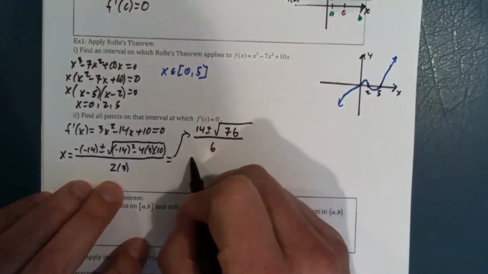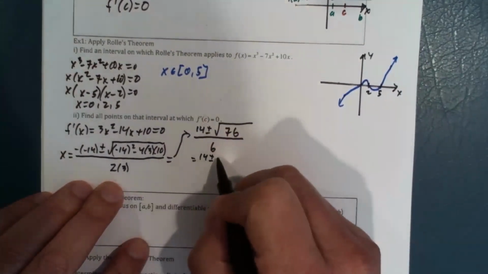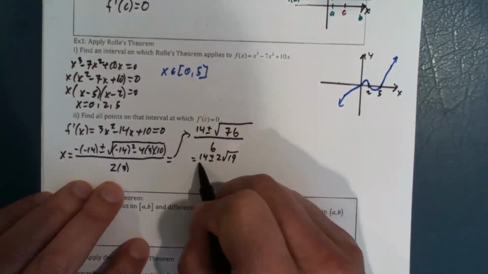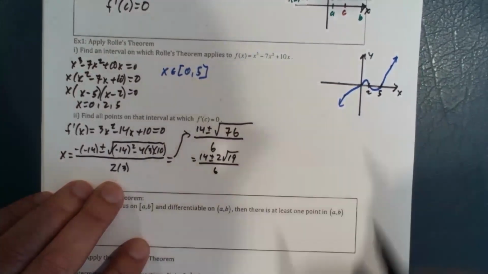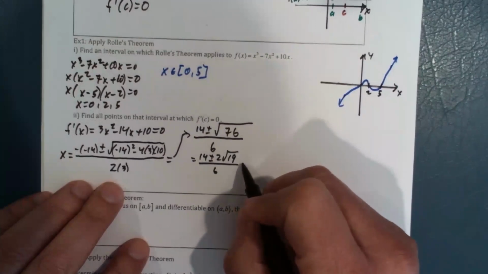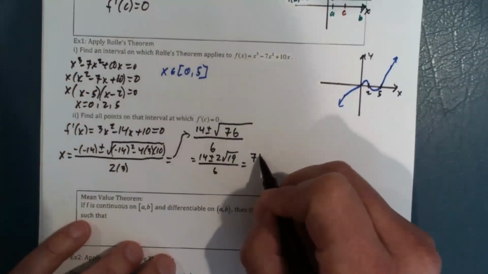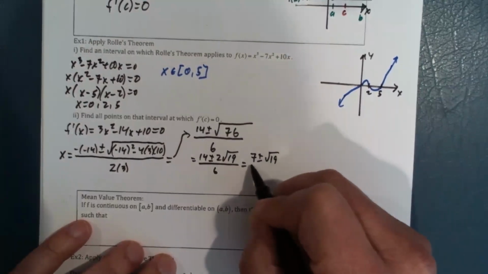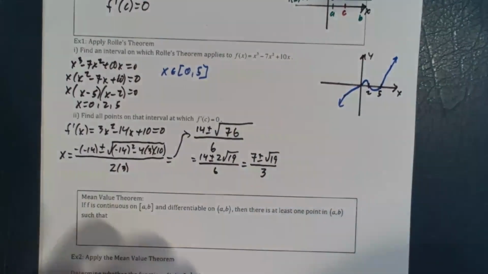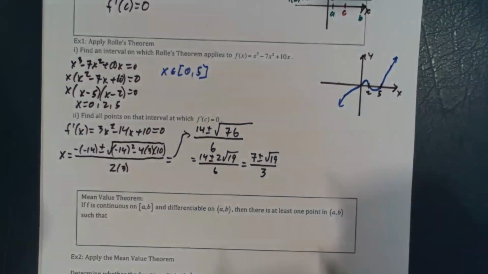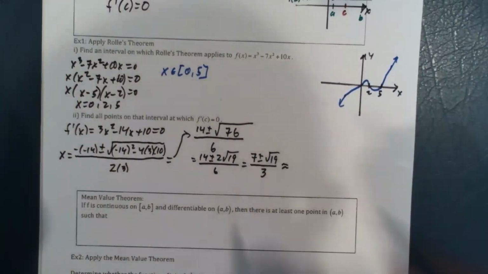So this becomes 14 plus or minus 2 root 19 over 6, which is going to further reduce, because I can reduce a 2 from all of those. It's going to be 7 plus or minus root 19 over 3. So here are my critical values. Now let's get an approximation of those.